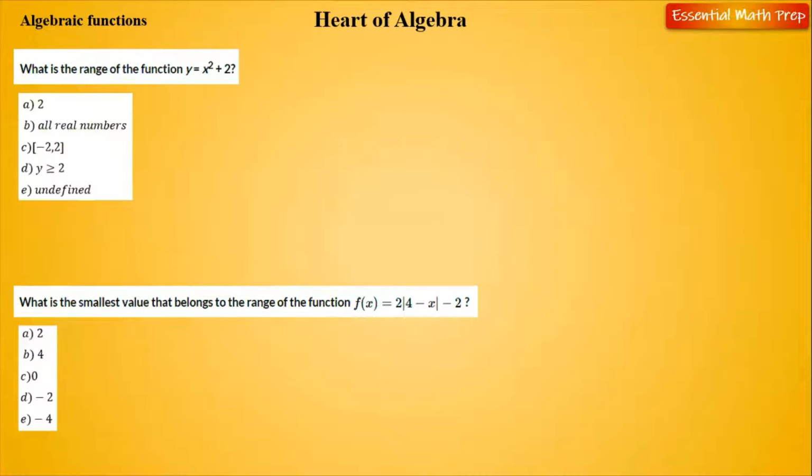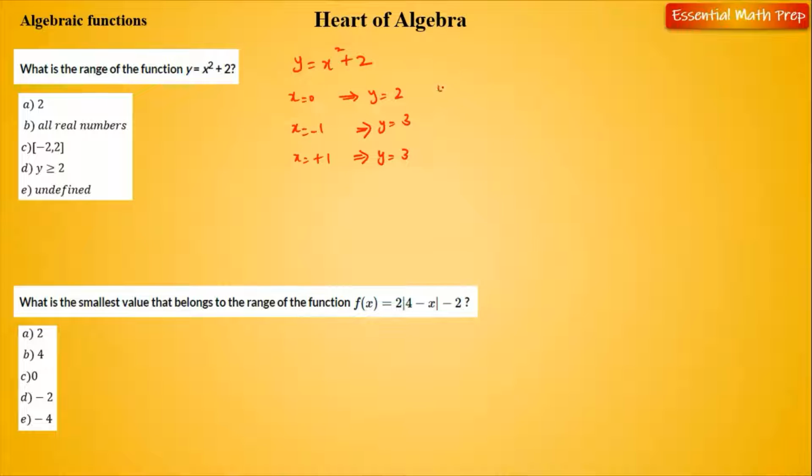So let's go. What is the range of the function y equals x squared plus 2? If you substitute a range of values, say x equals 0, x equals negative 1, x equals plus 1: if x equals 0, y equals 2; x equals negative 1, y equals 3; x equals plus 1, y equals 3. So for all negative and positive numbers, y would always be positive because the term is squared. x equals 0 is the only time y can be equal to 2. So for all other values, y is going to be greater than 2.